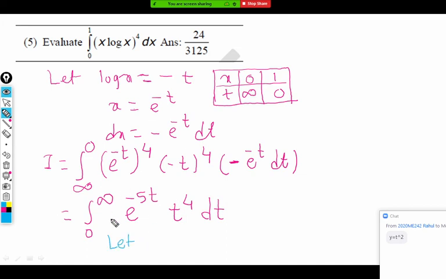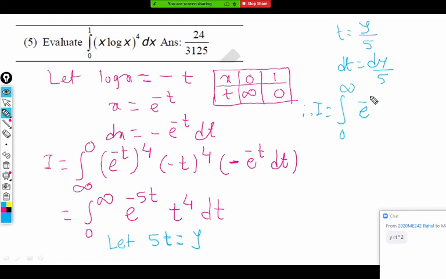Still it is not in the gamma form, so one more substitution we require. Let us take 5t equal to y. Actually here one of the properties of the gamma can also be used, but if you want to show it step by step, let 5t be y. So the value of t is y by 5, and the value of dt is dy by 5, and the limit remains the same.